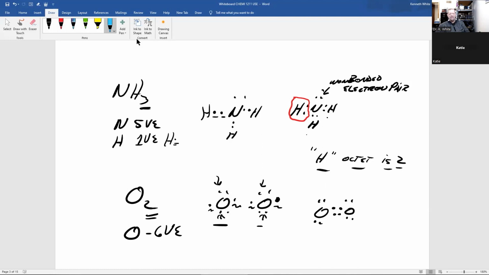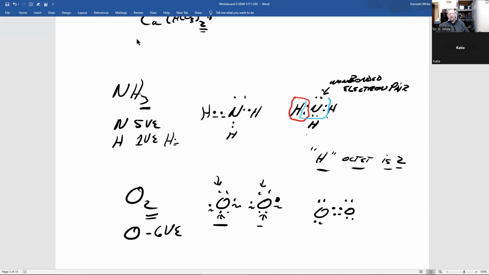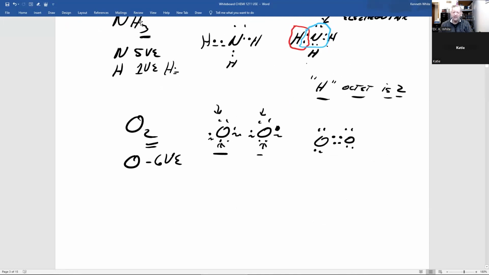shared and non-shared pairs of electrons, I'm circling it in blue, 2, 4, 6, 8. It has an octet. Now, if we come back to oxygen, each one should have an octet. Shared and non-shared pairs, 2, 4, 6, 8. And both of those options have that. And by the way, 2 pairs of electrons, you should know that's a double bond.